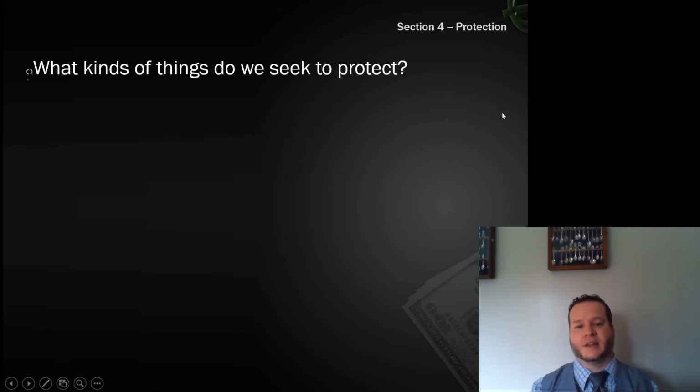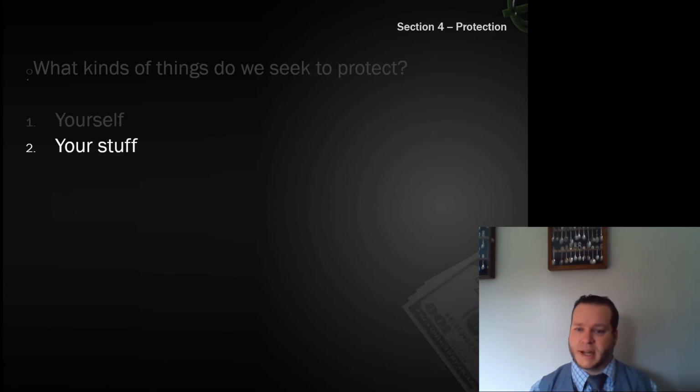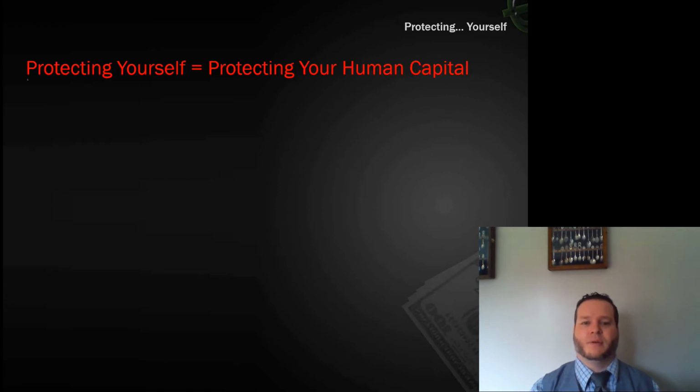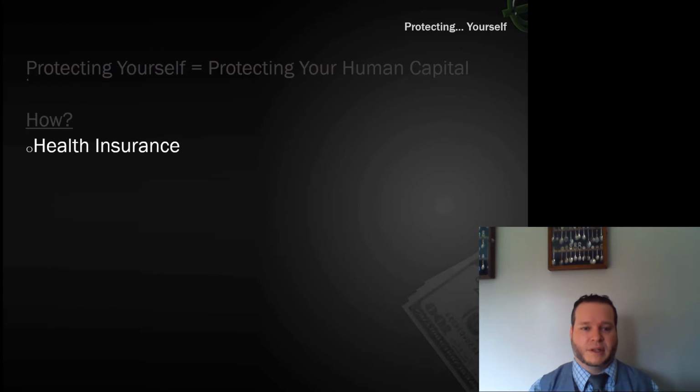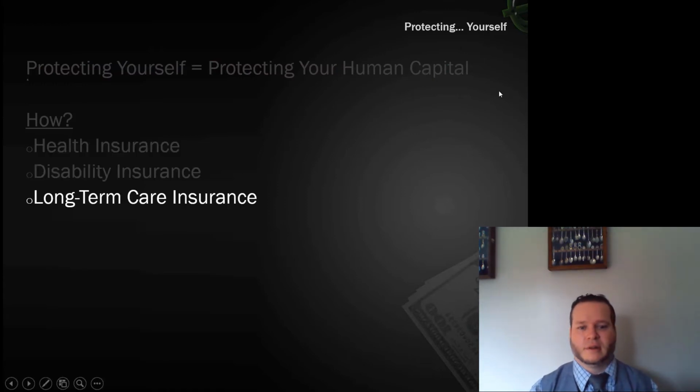We're going to break things into 3 categories, okay? We're going to try to protect yourself, your stuff, and the people that you love. So what do we mean by protecting yourself? We mean protecting your human capital, your ability to earn a living. And we do that through using health insurance, disability insurance, and long-term care insurance. Those are the 3 types of insurance we're going to discuss in regards to protecting your ability to earn income.